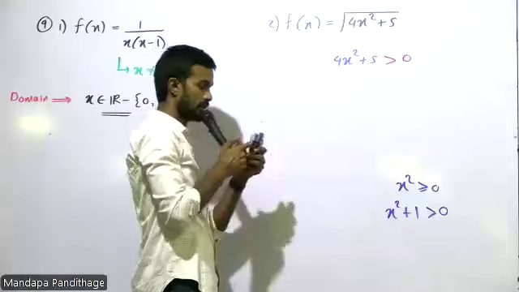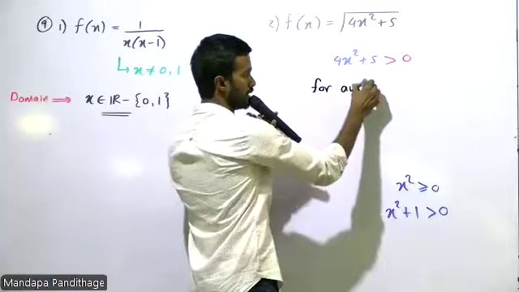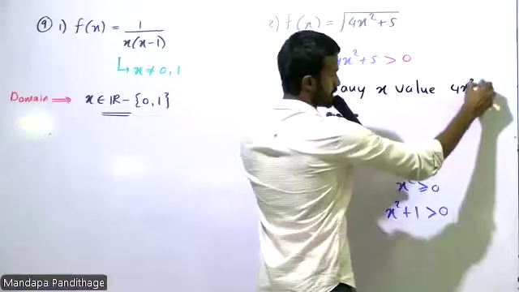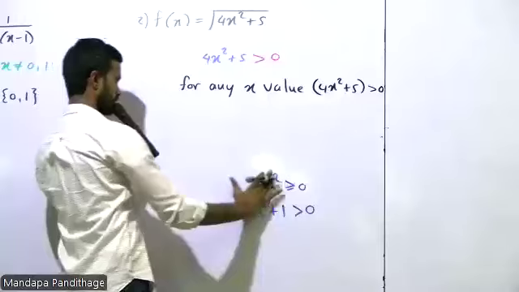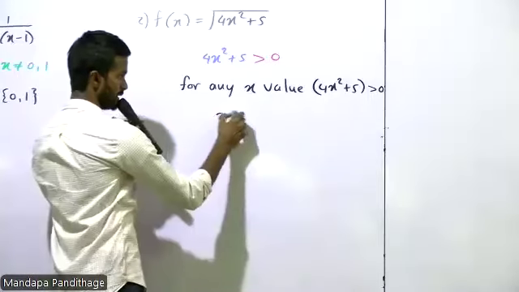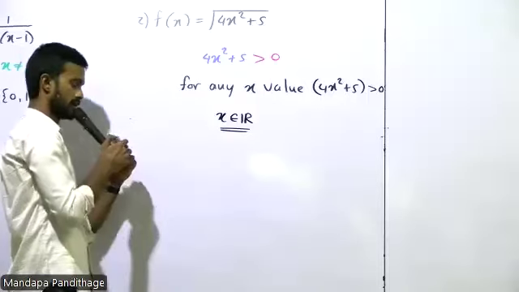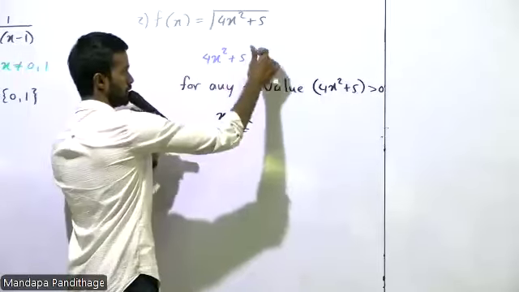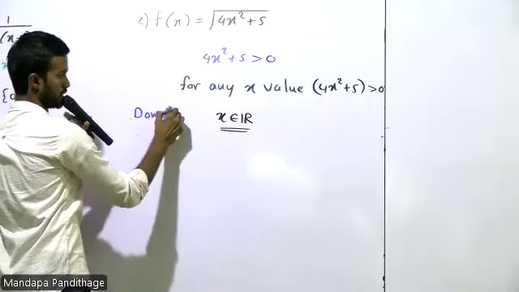So you can write, for any x value, 4x squared plus 5 is greater than 0, which means the domain is the entire real number set. Your domain is the entire real number set.